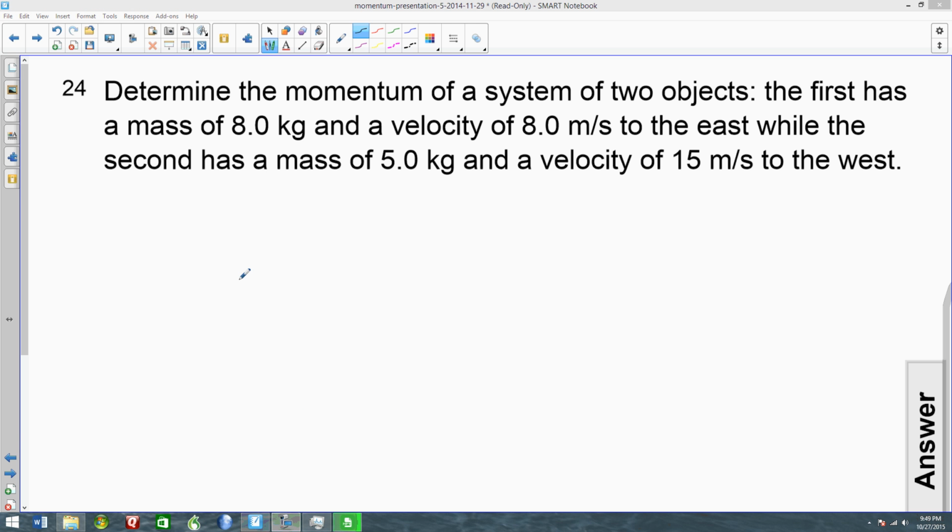Okay, the next example. Determine the momentum of a system of two objects. The first has a mass of 8 kilograms and a velocity of 8 meters per second east, while the second has a mass of 5 kilograms and a velocity of 15 meters per second west. Pause the video now.